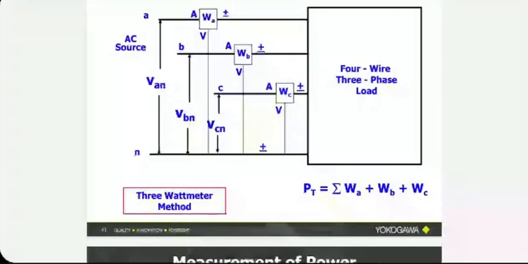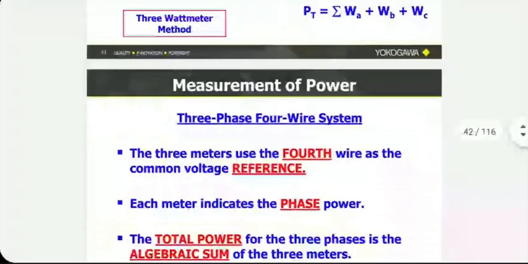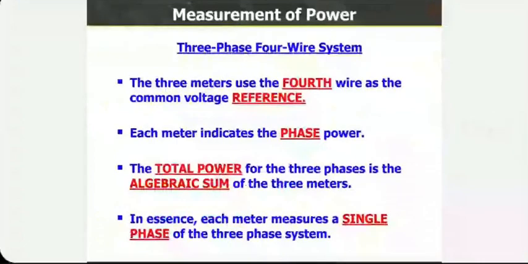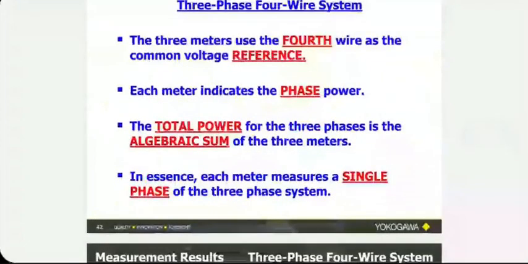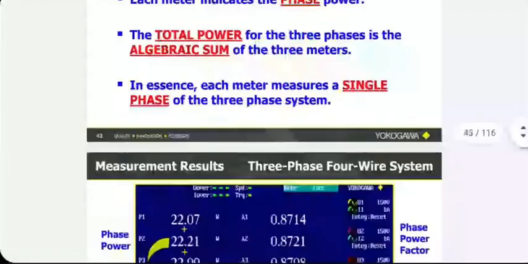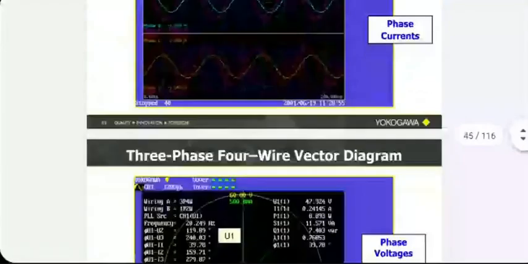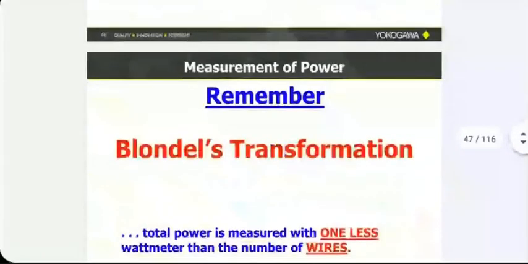Again, I'm not going to go into theories because you don't need theories. You know that this method is available. That is more important for you as a mechanical engineer. If you don't use Blondel's transformation, then you will need 3 watt meters, one in each phase, and the total of them will give you the total power. For a balanced system, all power meters will show the same value. But in real life, that is not the case. So you'll get different values in each power meter. Okay, so this is what I was telling you.